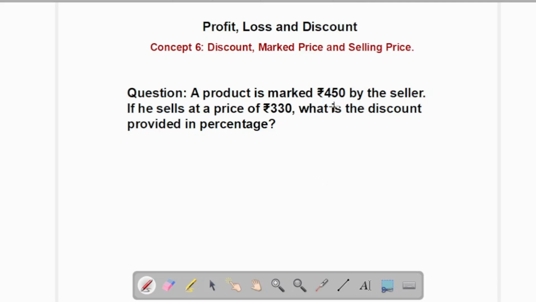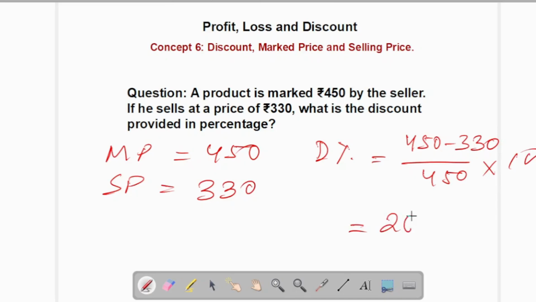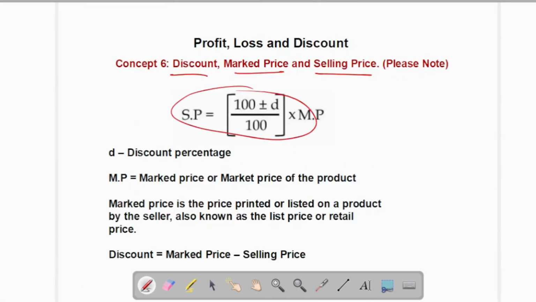A product is marked 450 by the seller. If he sells at a price of 330, what is the discount provided in percentage? So what is my mark price? Mark price is 450. What is my selling price? Selling price is 330. So what is my discount? Discount percentage is 450 minus 330 divided by 450 into 100. So it is coming around 26.67%. So the discount provided is 26.67%. It is as simple as that by using this formula.